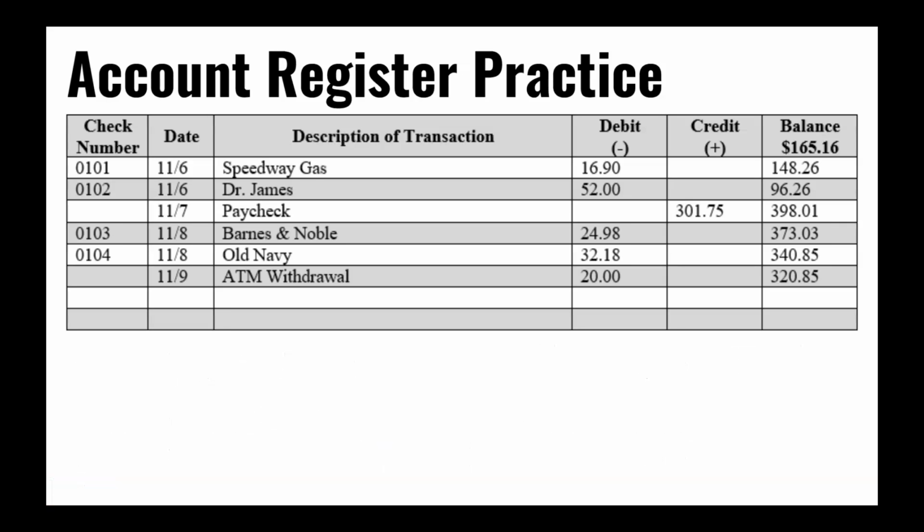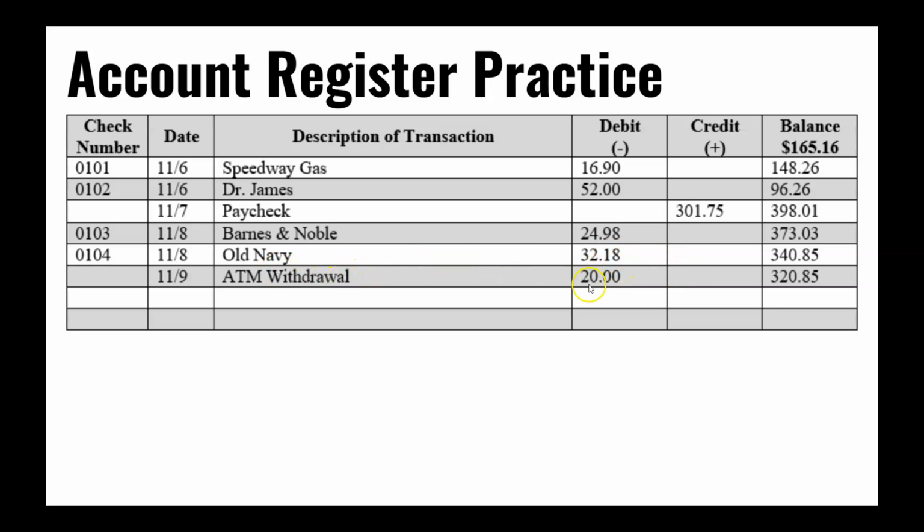If you did the practice, your register should look something like this. Check 103 went to Barnes & Noble for $24.98. That's a negative, so it goes in the debit column. Old Navy check 104, that was the next check in sequence. That was for $32.18, also a debit. I'm taking away from my account.